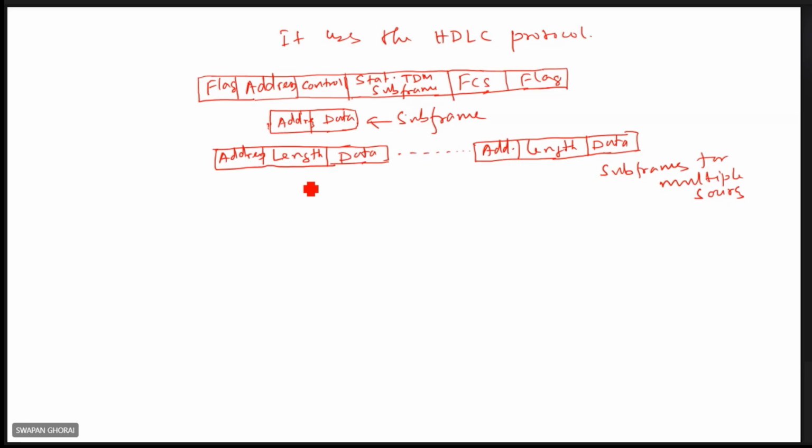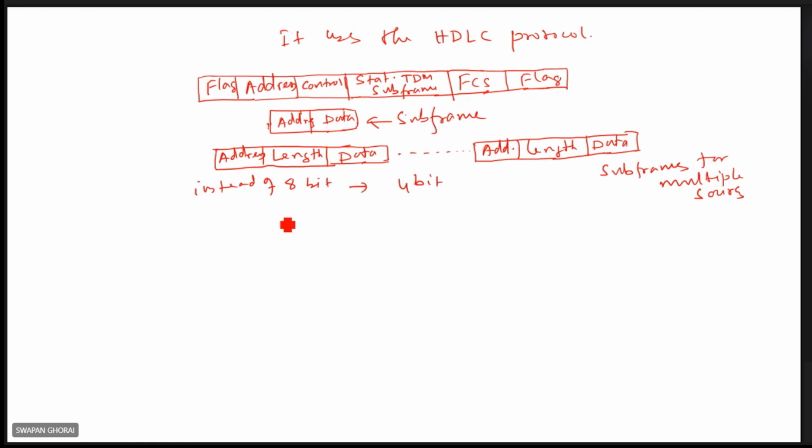Other techniques are also there to make this approach more efficient. You have seen the address generally in the HDLC protocol. It is 8-bit. Instead of 8-bit, the address field can be 4-bit. A 4-bit address can be used in this case to reduce the overhead.